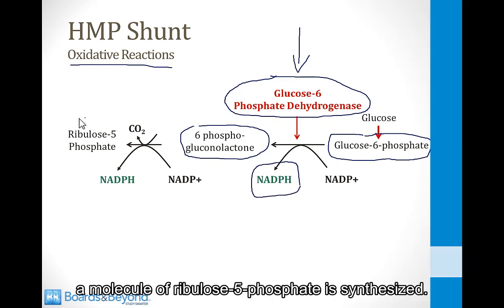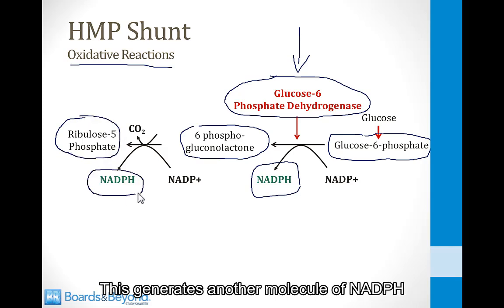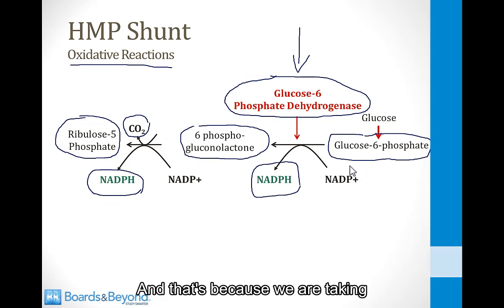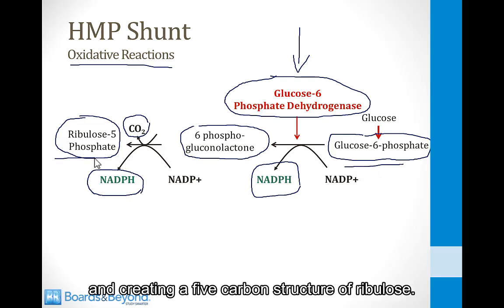In the second step, a molecule of ribulose 5-phosphate is synthesized. This generates another molecule of NADPH, and importantly, a molecule of CO2 is removed, and that's because we are taking a 6-carbon structure of glucose and creating a 5-carbon structure of ribulose.